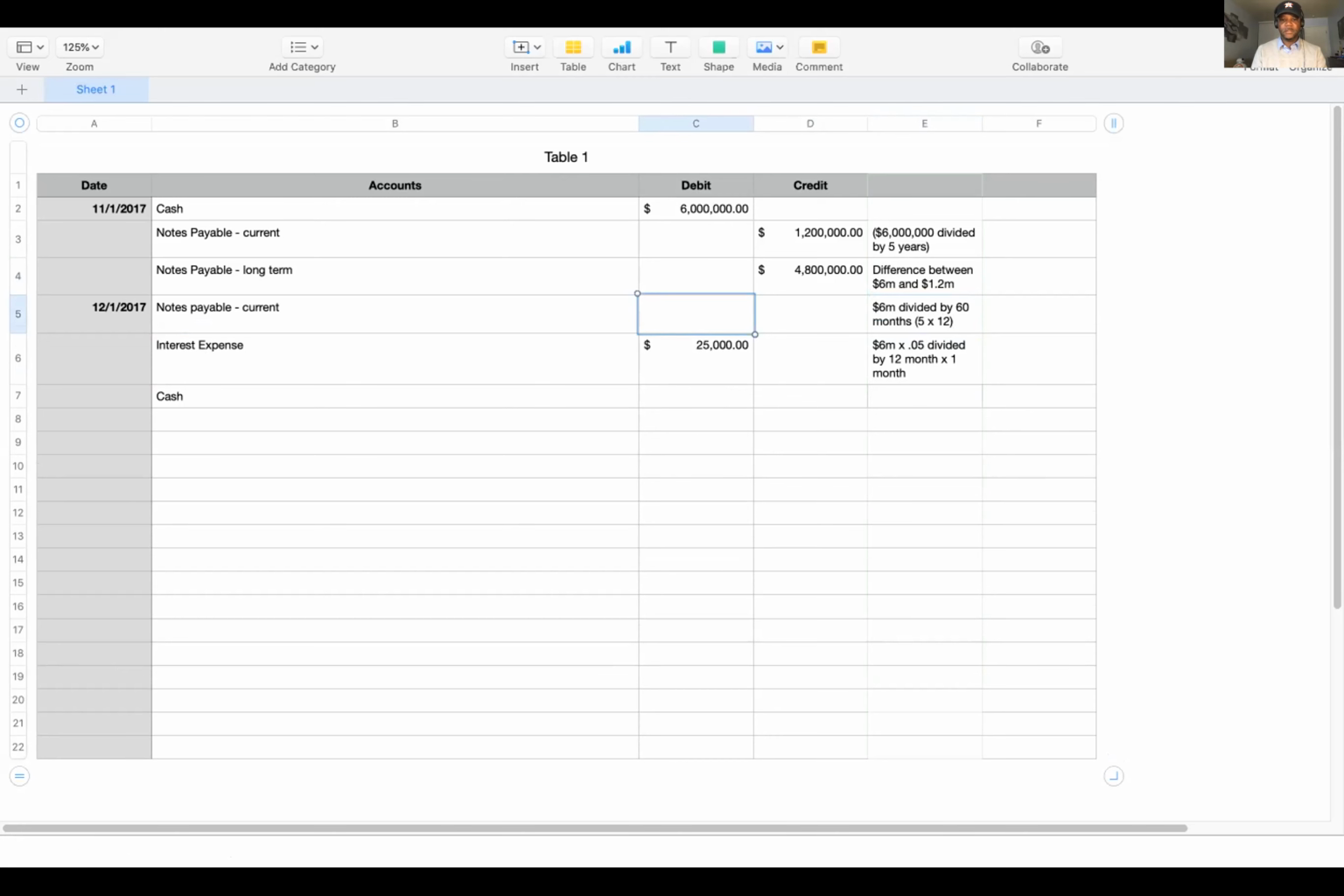Why would that be evaluated as a note payable current instead of just the principal value? Remember, this 1.2 million represents the principal. So every time we make a payment, we're reducing the principal balance.